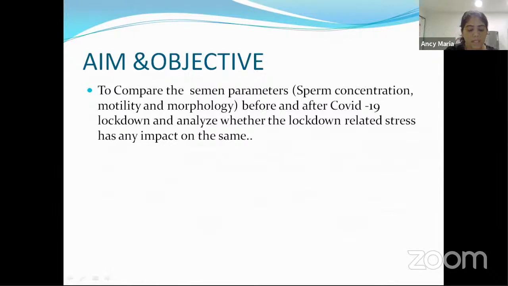We know that the COVID-19 pandemic and lockdown brought about a sense of fear and anxiety around the globe. This has led to short-term as well as long-term psychological and mental health implications, such as being economically unprivileged, or being quarantined due to infection or fear of infection. Our small study aimed to compare the vital semen parameters, such as concentration, motility, and morphology, before and after the COVID-19 lockdown, and analyze whether lockdown-related stress has any impact on the same.